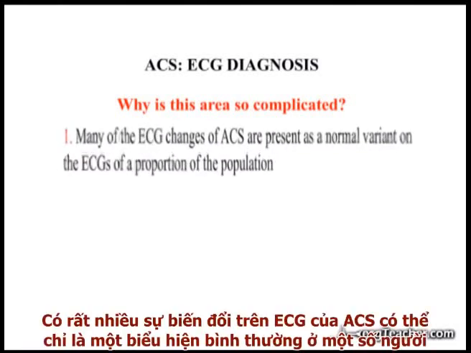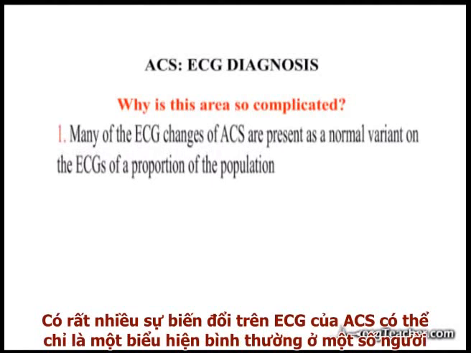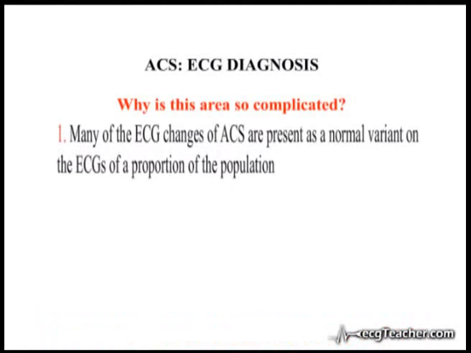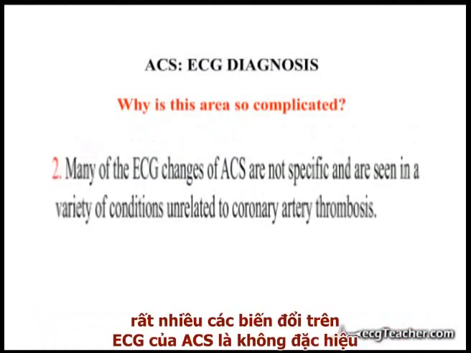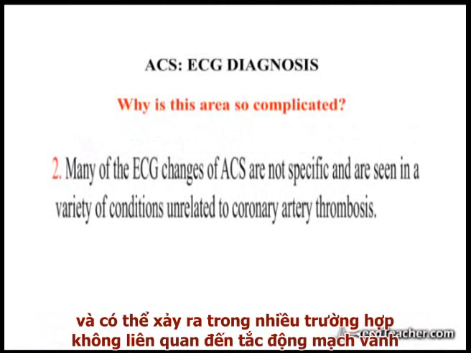Firstly, many of the ECG changes of ACS are present as a normal variant on the ECGs of a proportion of the population. Secondly, many of the ECG changes of ACS are not specific and are seen in a variety of conditions unrelated to coronary artery thrombosis.